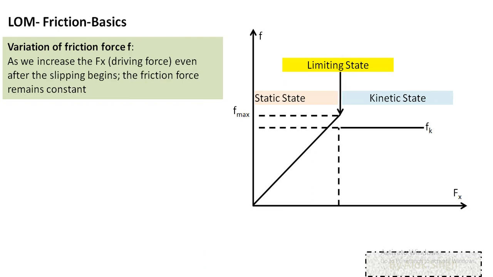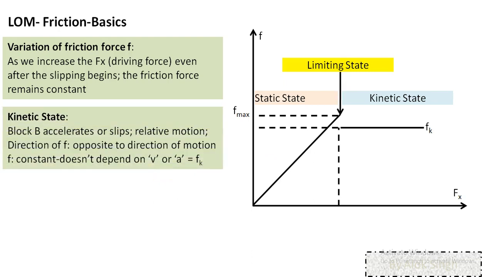Now, what if we increase the driving force Fx even after slipping begins? This is where the slipping starts, and suppose we keep increasing the driving force. What we notice, and this is more of an experimental observation, and through some calculation we can find the magnitude of friction force acting for different values of driving force, is that as the driving force keeps increasing, the acceleration and velocity will keep increasing, but the friction force remains constant. So in the kinetic state, when slipping is taking place, the friction force remains constant.